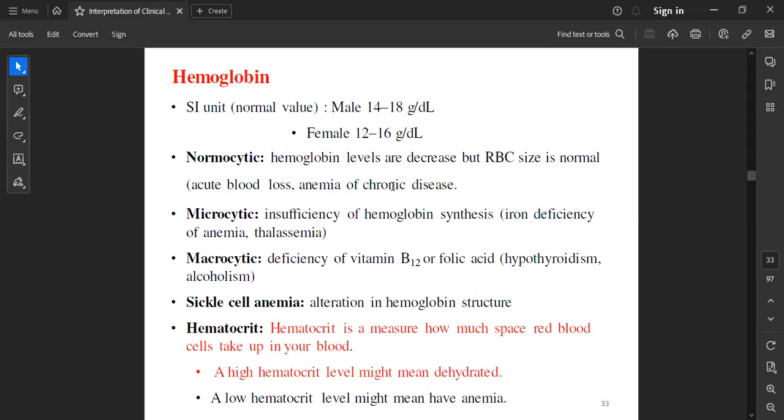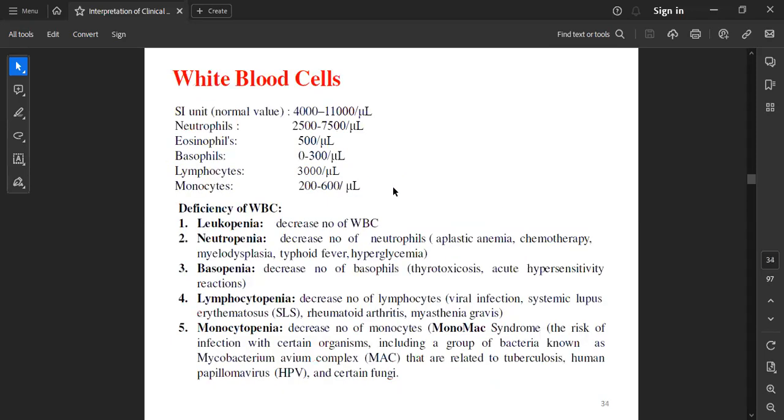When you're analyzing your red blood cells, we talked about these ones, you assess the size and the pigmentation, sickle cell anemia, all this we talked about. White blood cells: leukopenia is a decrease, neutropenia is a decrease in neutrophils, basopenia for basophils, lymphocytopenia for lymphocytes, monocytes, same thing. Penia means decrease. The normal values are here, 4,000 to 11,000 for all of these ones. You'll read.